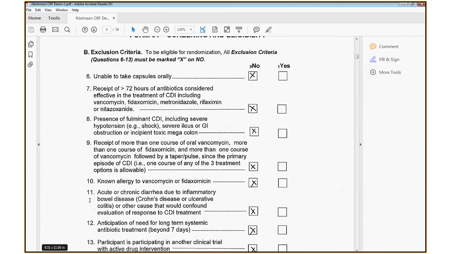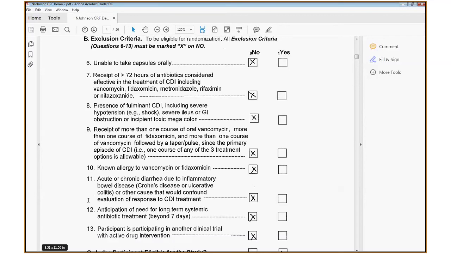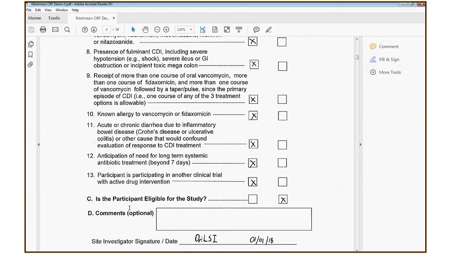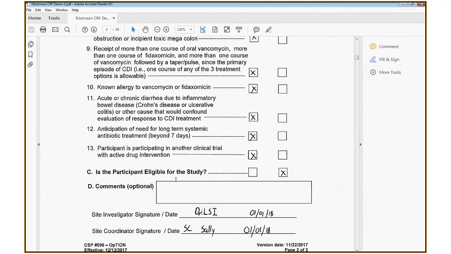Anticipation of need for long-term systemic antibiotic treatment beyond 7 days. Again, if they're on another antibiotic treatment that is going to persist past 7 days, we won't be able to tell if they are getting better due to the study drug or due to the other intervention. Participant is participating in another clinical trial with an active drug intervention. And finally, we would say that the participant is eligible for the study.